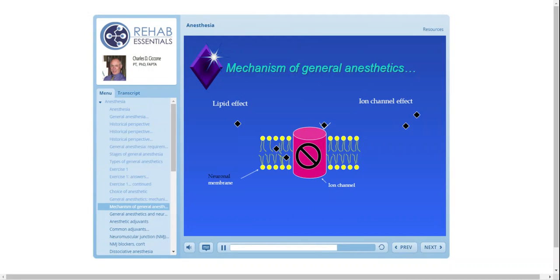This theory is probably more predominant now. In other words, the ion channel effect is probably a more predominant idea, because we know now that most anesthetics do this to some extent. We know it's very true for some anesthetics, like GABA, like the opioids. But even still, we can't rule out the lipid effect either. And it may in fact be a combination, where some anesthetic drugs do both at the same time.